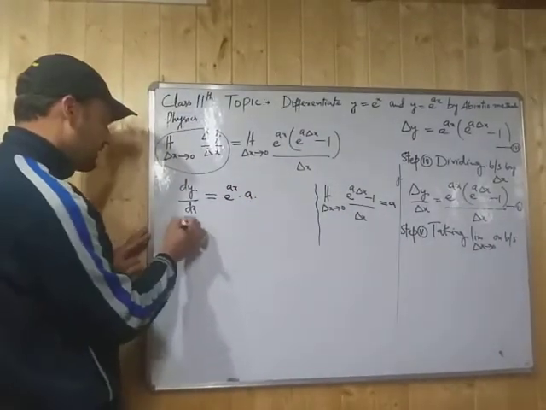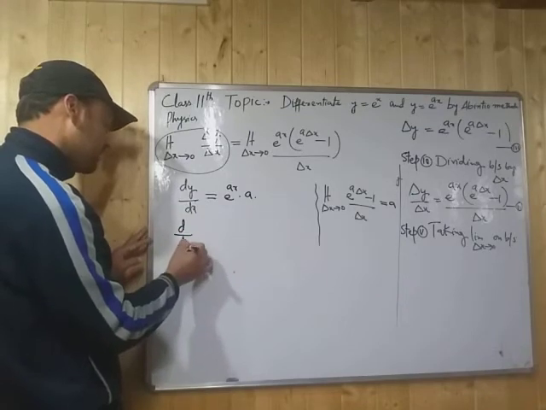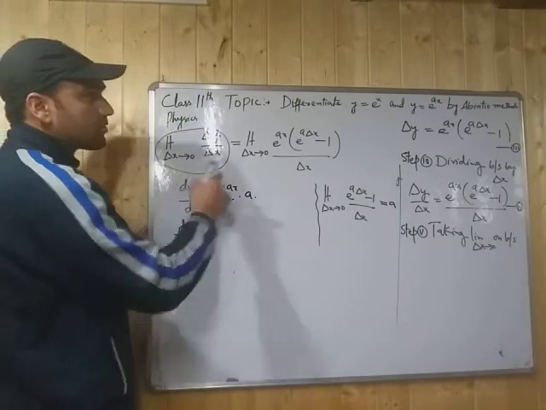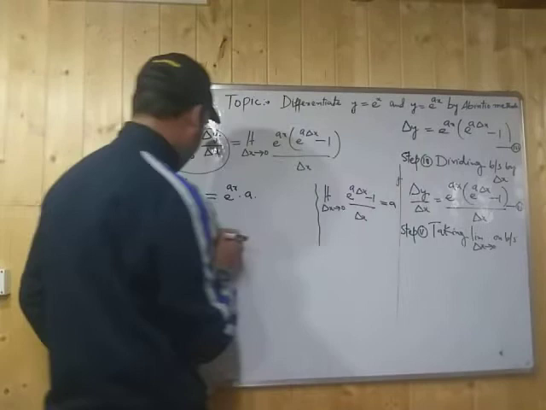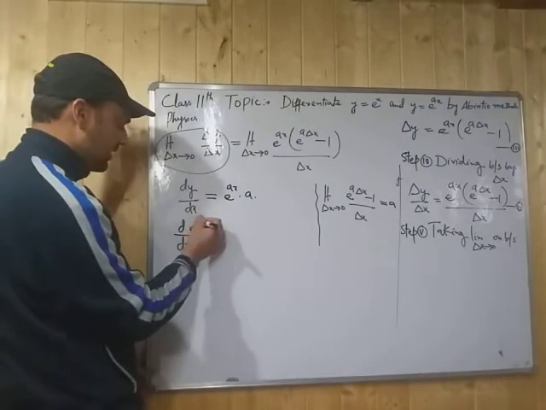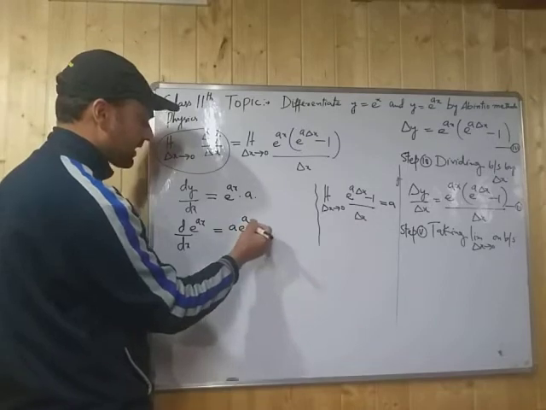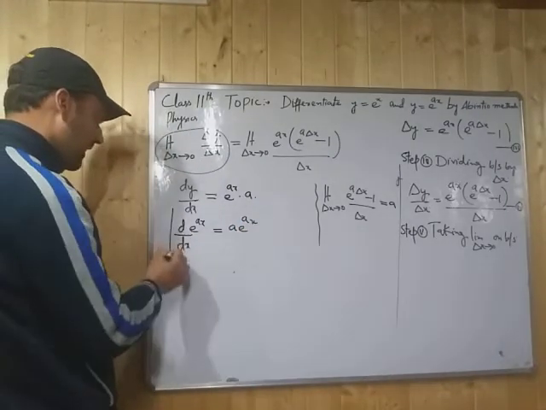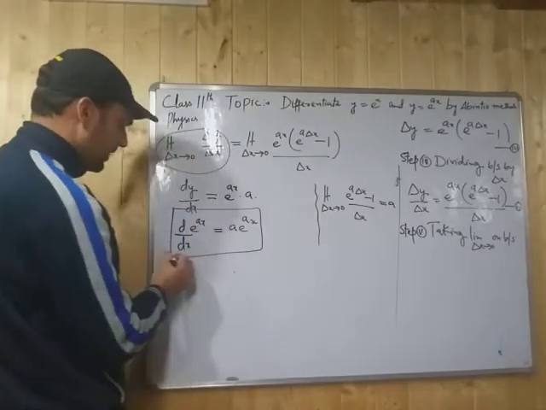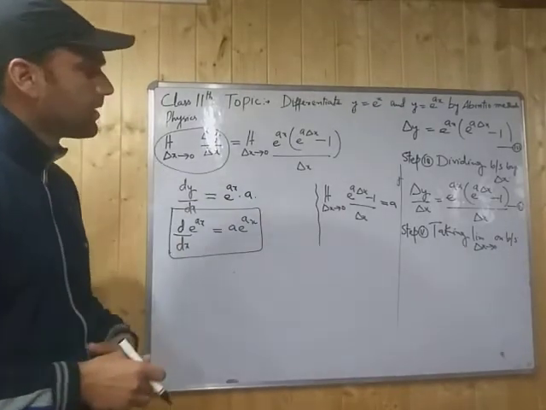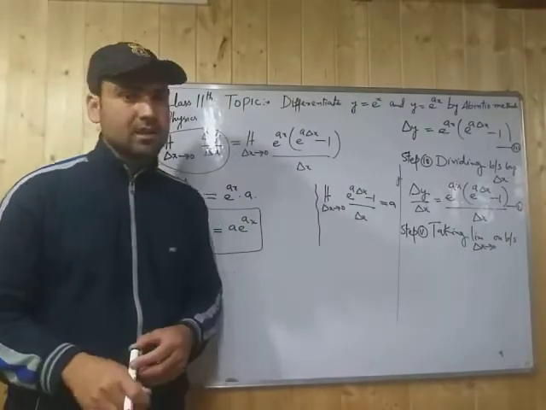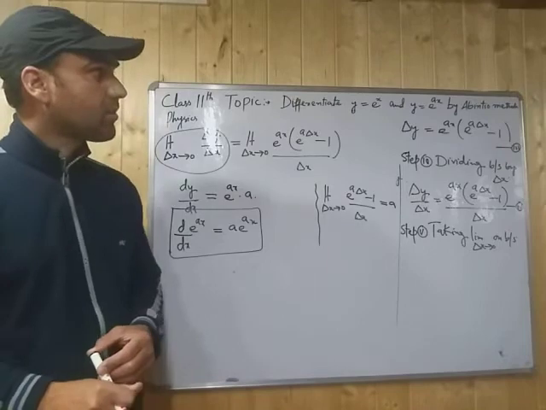Then we can write d by dx of y. What's y? y is e raised to power ax. So d by dx of e raised to power ax is equal to a times e raised to power ax. So this was our second question. In the next lecture we will solve some trigonometric functions.